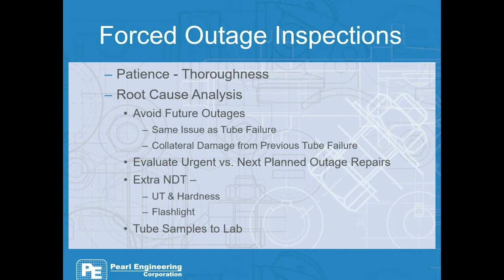If you had a tube leak for some reason, there are other tubes in that same bank that are affected by the same failure mechanism, most likely. There's also collateral damage. Once you have a tube failure, that steam likely cut another tube near it. If that tube is not also leaking, that tube is at a risk due to the steam erosion.